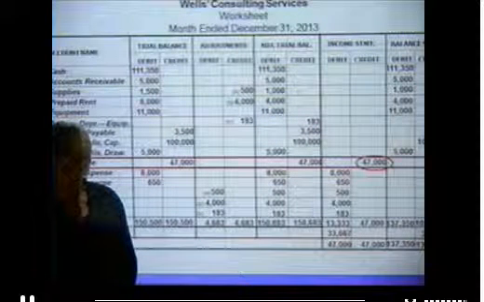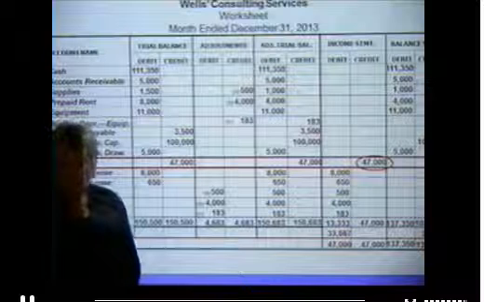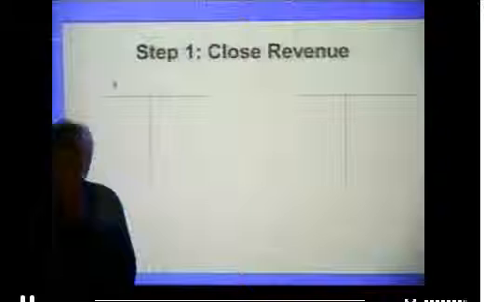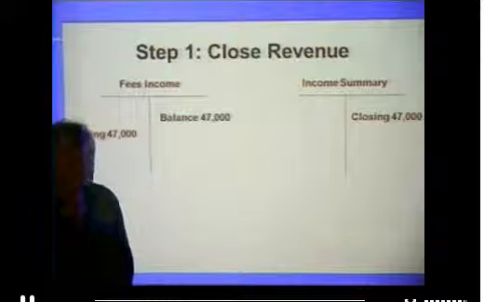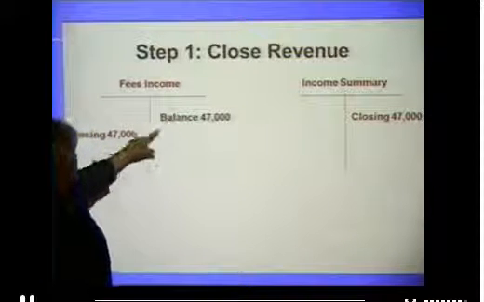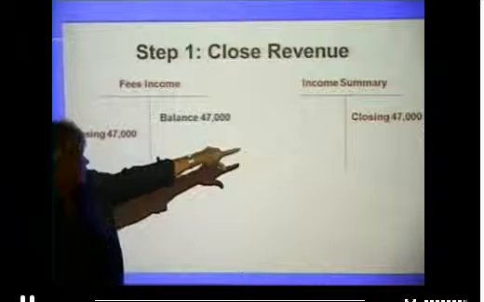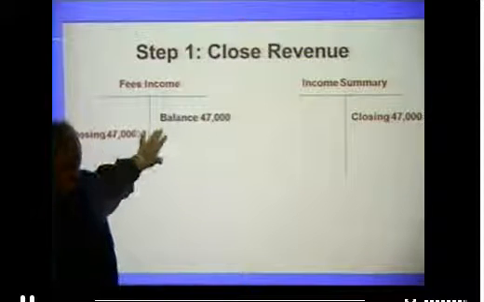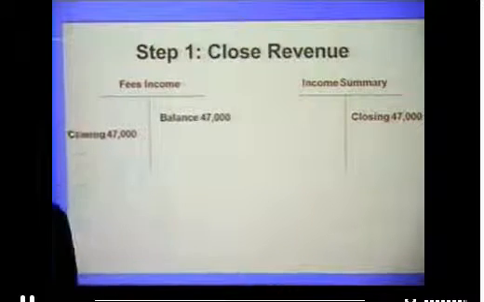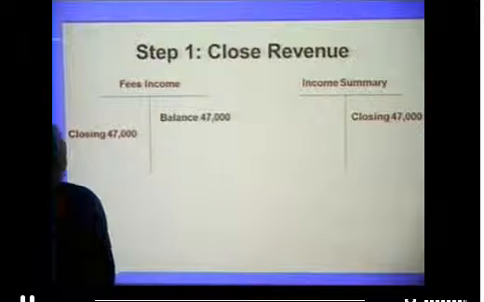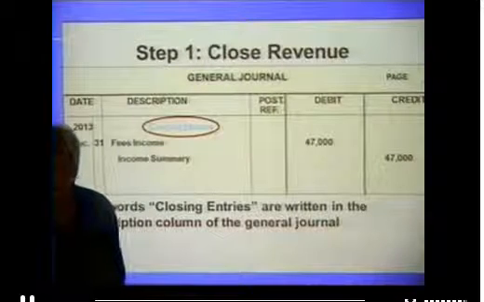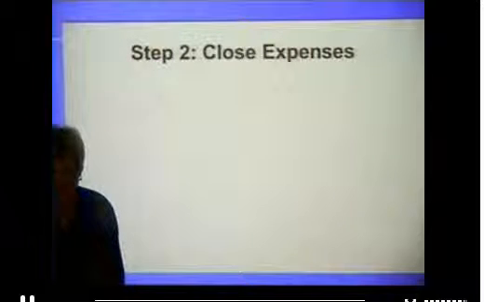Here's our fees income. You get all this information right on your worksheet, income statement column. We're taking our fees income, which has a balance of $47,000. We're going to debit it so that it has now zero balance, and put the revenue in the income summary account. Then we do the same thing, right? Closing entries, debit fees income, credit income summary.